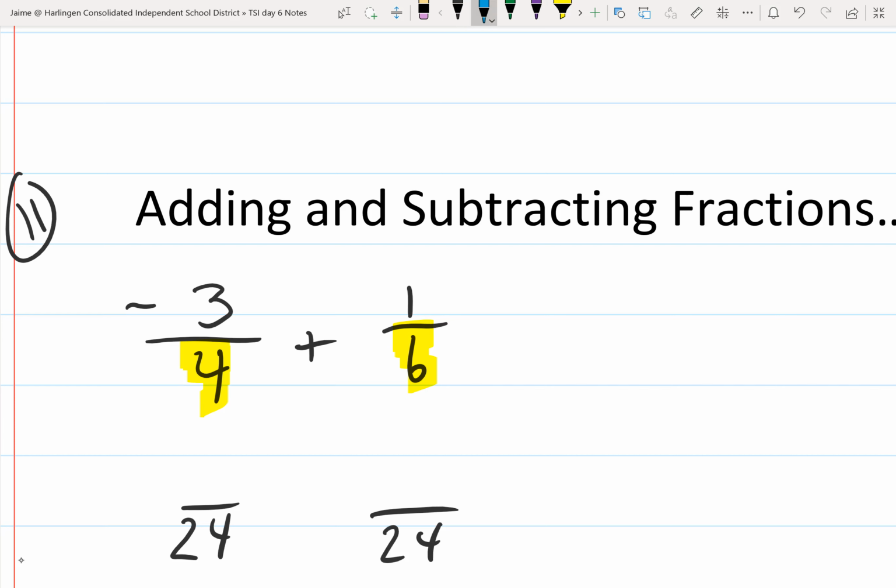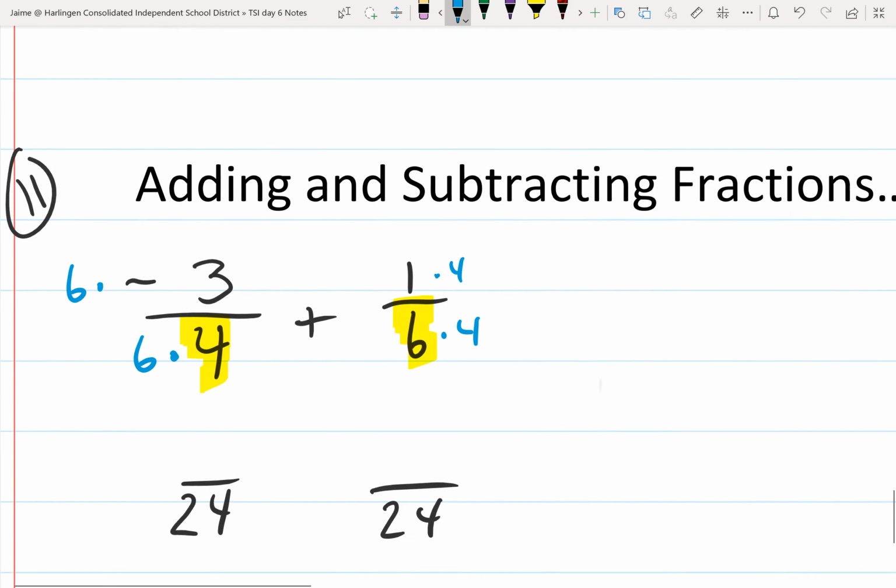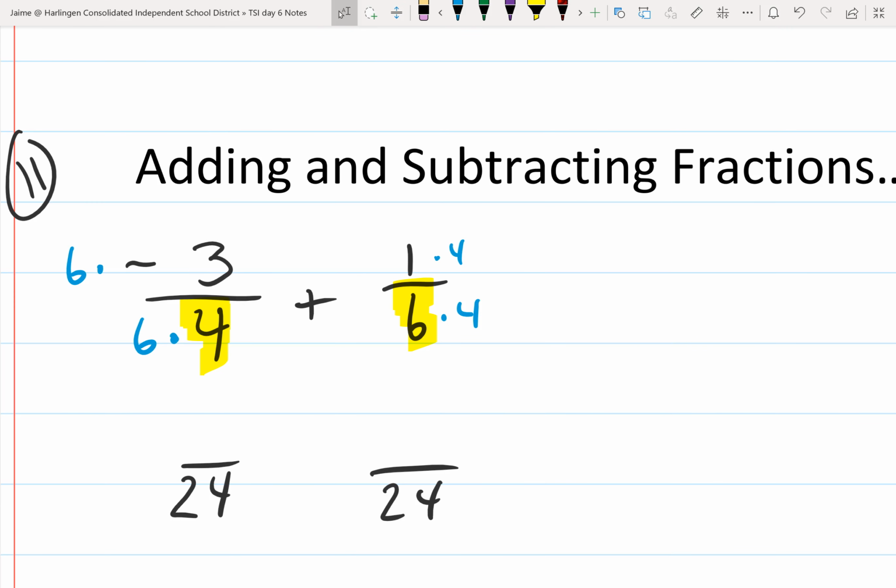How does 4 become 24? Times 6. If you do times 6 to the bottom, do times 6 to the top. Here's 6 on the bottom. How does 6 become 4? Times 4. Times 4 to the top. So we're trying to make them both be 24 on the bottom. So we multiply by 6 on the left fraction and by 4 on the right fraction. So we can make them be 24, right?